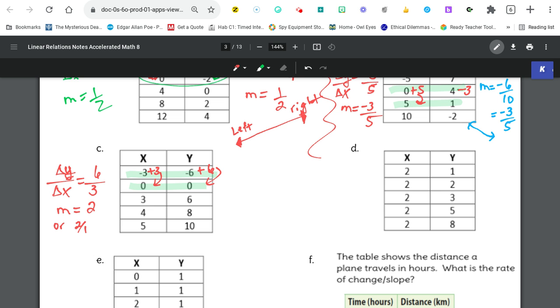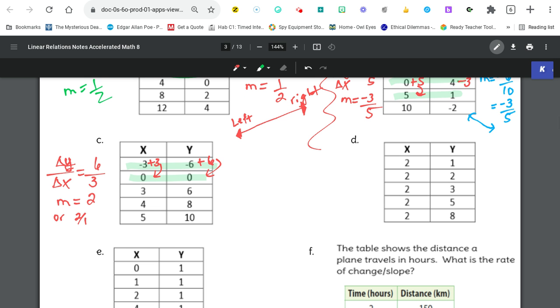All right, let's take a look at D. D's a little different, guys. Let's look at these 2. I don't want to use that highlighter, please. Let's look at these 2. So what do you do to 1 to get to 2? Well, you just 1 plus 1. You go up 1. So here the change in y equals 1. Now let's calculate the change in x. Well, what do you do to 2 to get to 2? Well, you add nothing, or you add 0. So the change in x is 0.